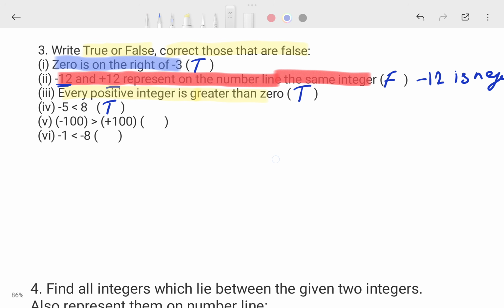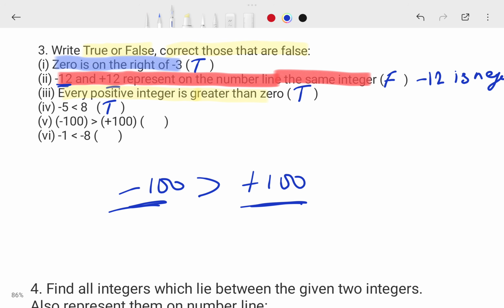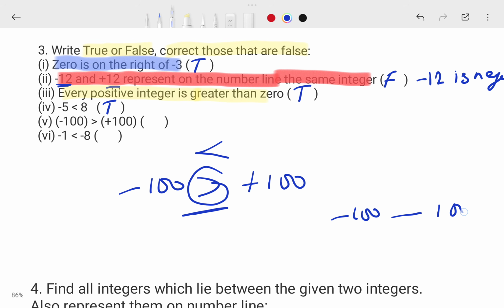Right. So let's talk about the fifth question. This is minus 100 and this is positive 100. In this one, which is greater? You will say, sir, positive 100 is greater. So this comparison symbol is in the wrong position. The symbol has to be in the other direction. Why? Because this is minus 100 and this is positive 100.